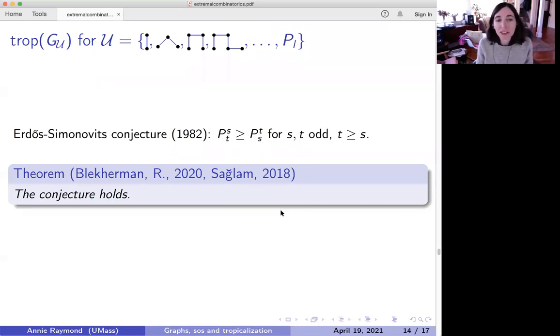And so we should be putting on the archive pretty soon a paper that gives a full description of the tropicalization in this case. And so we actually do give a generalized version of Erdős-Szymanowicz type inequalities, as well as all inequalities that are needed there.